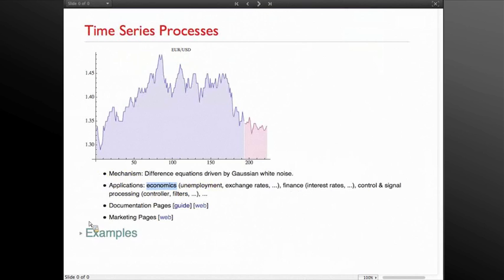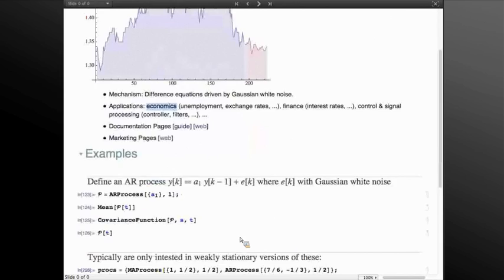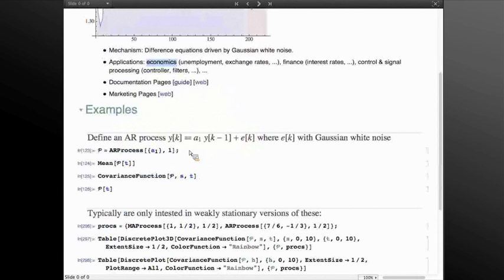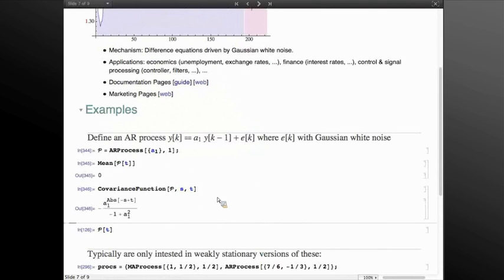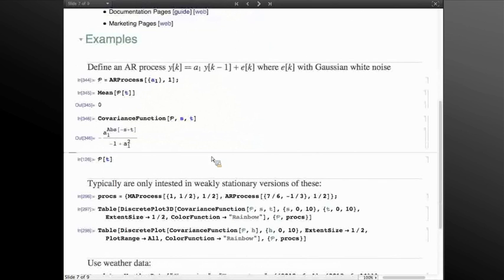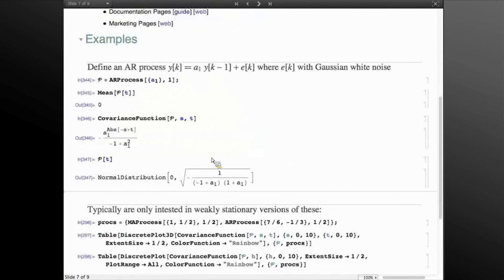Now, here is a really simple process. So this is what it means. This is a first order difference equation. And what comes in here is just basically white noise, meaning that it's not dependent on each other in time. Okay, so here's my process. I can compute everything you saw me compute. The mean function is 0. Here's the covariance function. I can compute the slice distributions, which are all Gaussian here because I drive it with Gaussian.